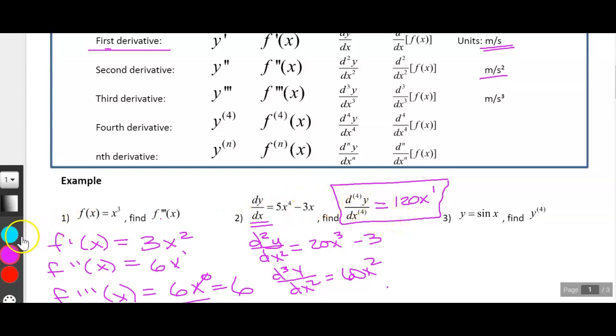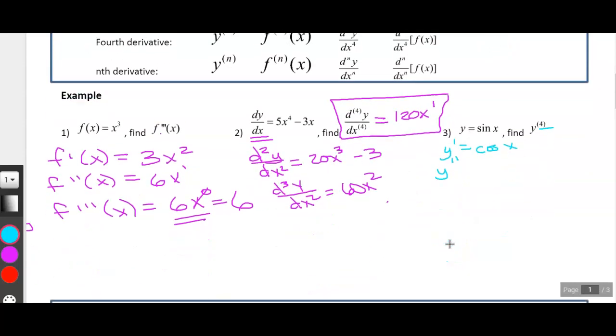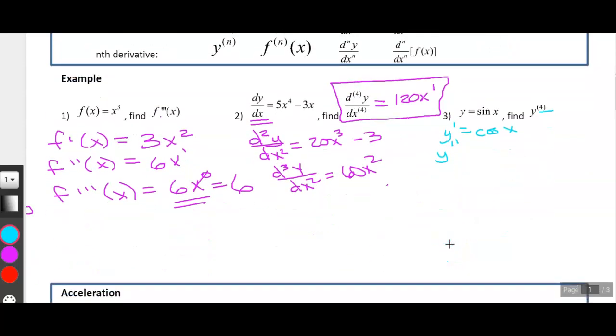All right, so our next example is trig. So same thing, we want the fourth derivative, but notice this is our original. So the derivative of sine is cosine. Our next derivative, I'm going to get some more space. The derivative of cosine is negative sine.